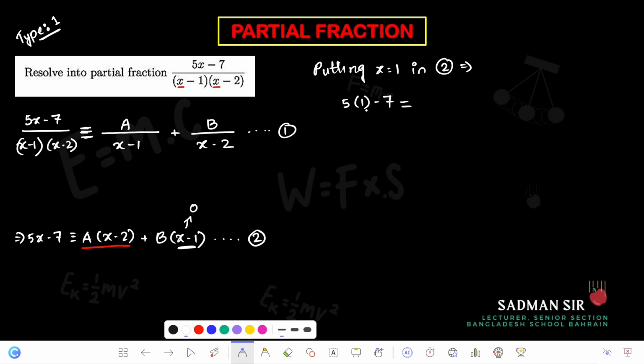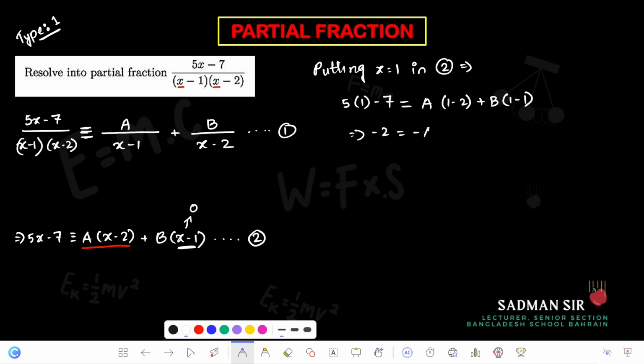So as there is no variable here anymore, x is not here, we have replaced the value of x, so we cannot put identity here anymore. Now it has to be an equal sign. So a into 1 minus 2 plus b into 1 minus 1. So 5 minus 7 is minus 2. Here 1 minus 2 is minus 1.